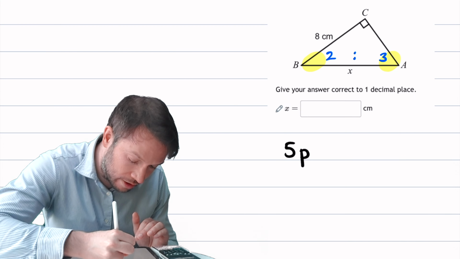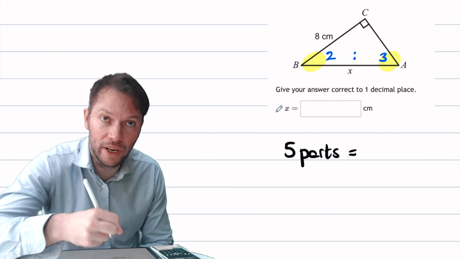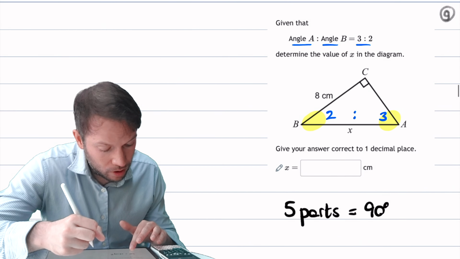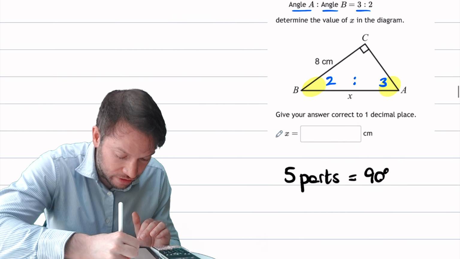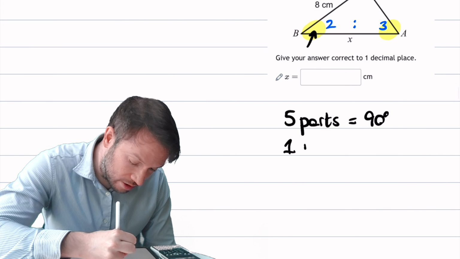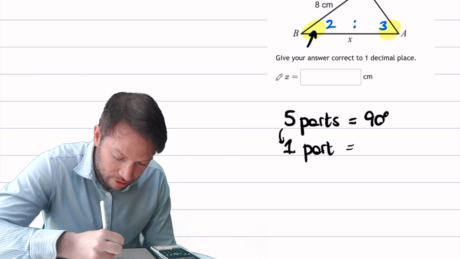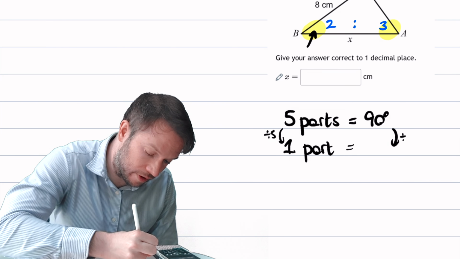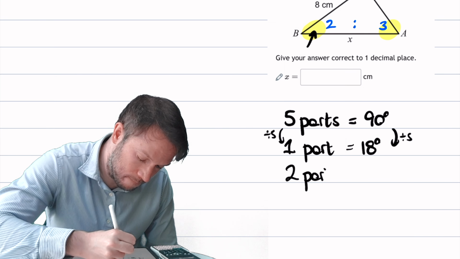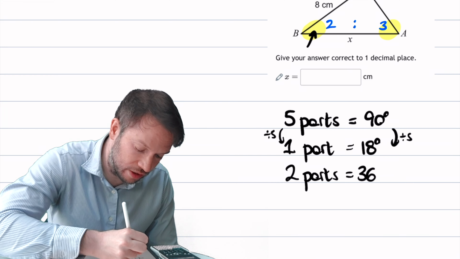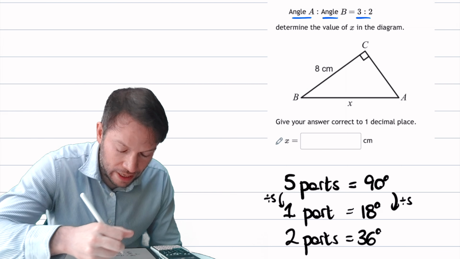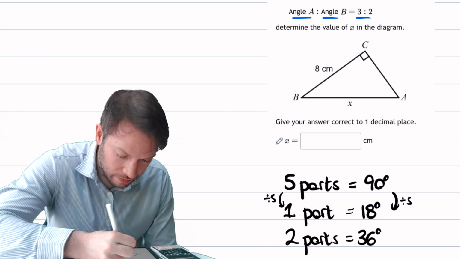So 5 parts represents this total angle of 90 degrees between the two angles. And we want to work out, well, either of the angles will do. Let's work out just this angle on the left, but it really doesn't matter. So that's 2 parts. We need to work out what 2 parts is. So 1 part is 5 times less. So that, divided by 5, is 18 degrees. And we want 2 parts, which is going to be double that, which is 36 degrees. So we now know, if I just rub this out, that this angle here is 36 degrees.